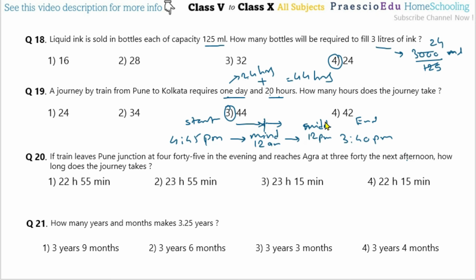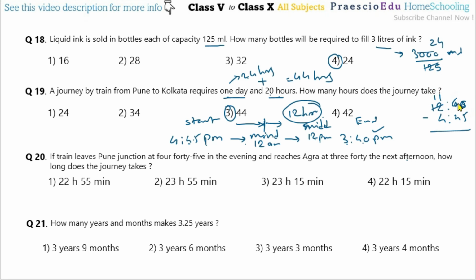From midnight to midday, that is 12 hours. So 12 midnight to 12 afternoon is 12 hours, and to afternoon 3:40 means the same duration. So this we have to calculate first. So 12 minus 4:45, 4 and 45. So this 1 hour we will reduce, and here we will make the 60.